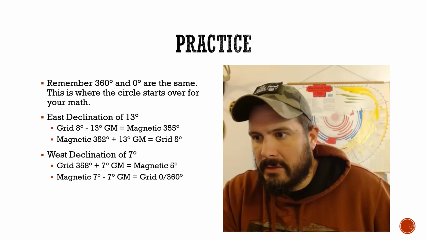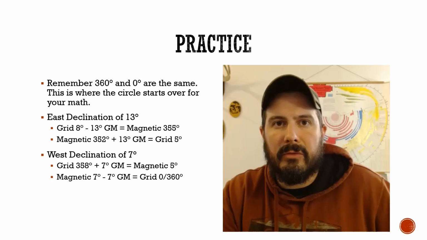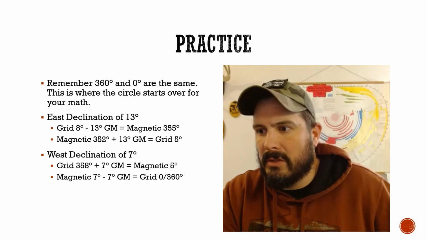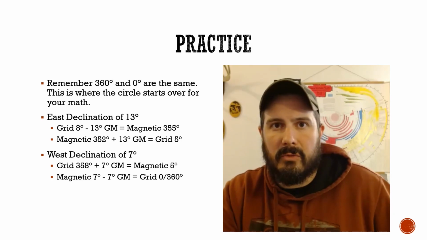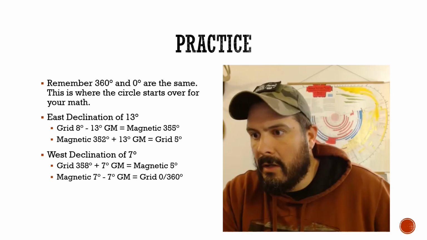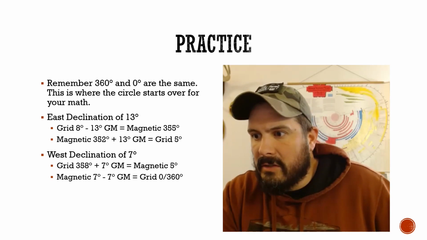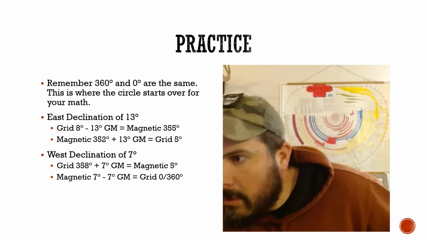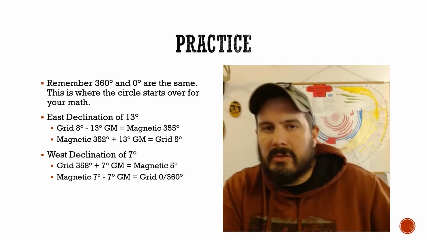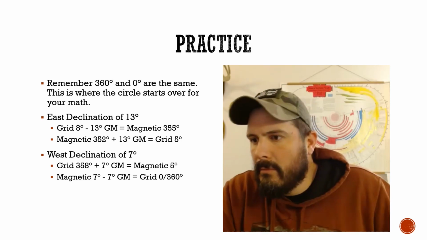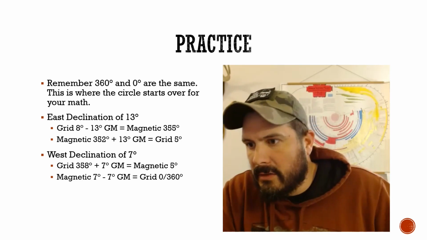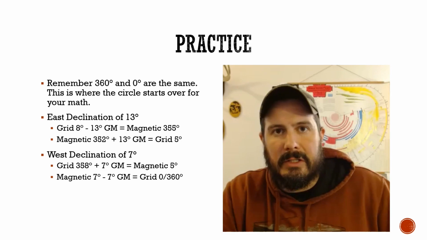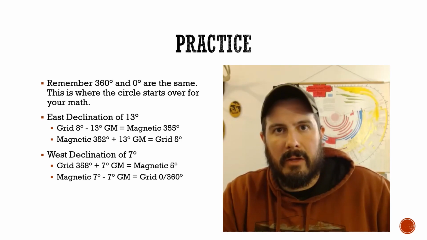Going in the other direction, you've got a magnetic of 352. It's going to take 8 degrees to get to your 360. So we've got 5 degrees left of our grid magnetic angle, and that's going to give us our 5 degree grid. It works the same way for a west declination, as you can see in the example there. So it's just remembering that that's where the math is at.